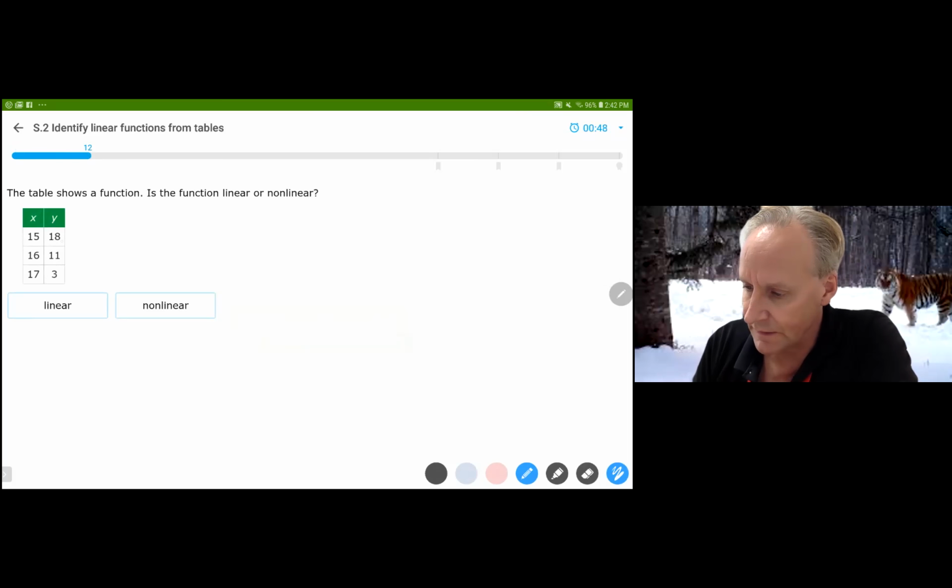This one from 18 to 11 is 7, and this one went up 1. This one went down 7, and this one went up. So this is a non-linear situation.